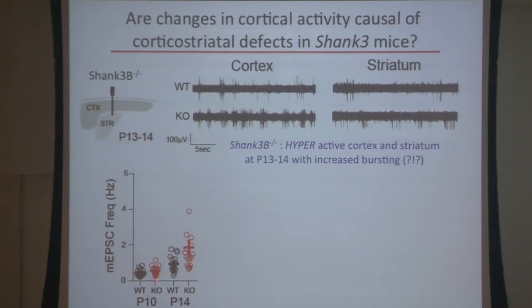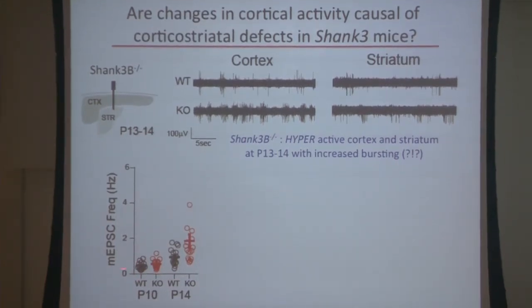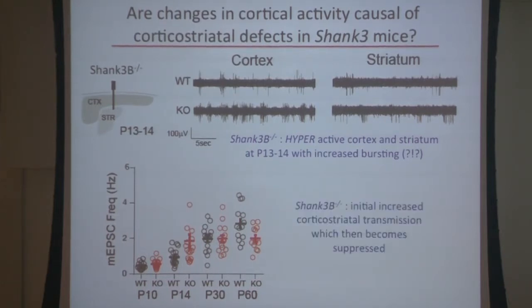Okay, so at P10, the wild-type and the knockout animals had about the same frequency of miniature EPSCs and of evoked channelrhodopsin currents. By P14, the knockout had a little bit more, stabilized at around P30, and then at P60, we actually got exactly the same result that Guoping did. There's actually fewer active synapses in the striatum at P60, but there are more early on. Okay? So there seems to be an early hyperinnervation that, for reasons that we don't understand, later on translates into a loss of transmission there. Okay?